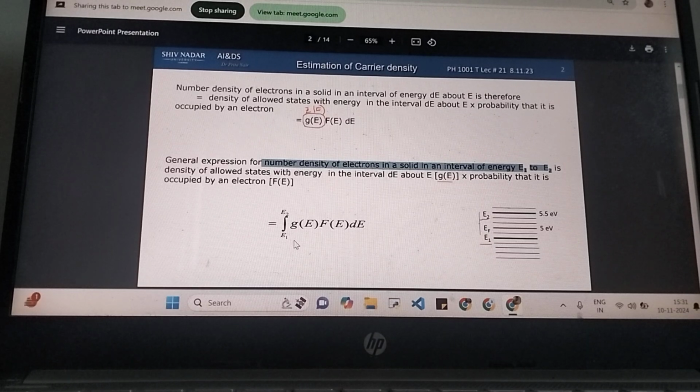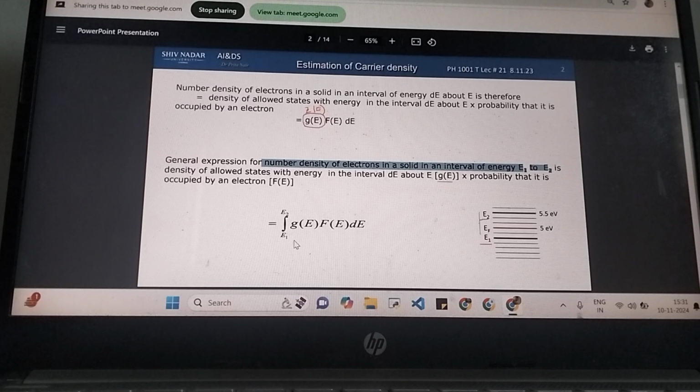Why the number of energy levels? Because energy states are not continuous, they are quantized, right? So energy can take only certain specific values. So between E1 and E2, how many valid possible values of energy are there? That is given by g of E. Then f of E is the probability of finding an electron on each of these levels, the probability of occupation of an energy level by electrons.